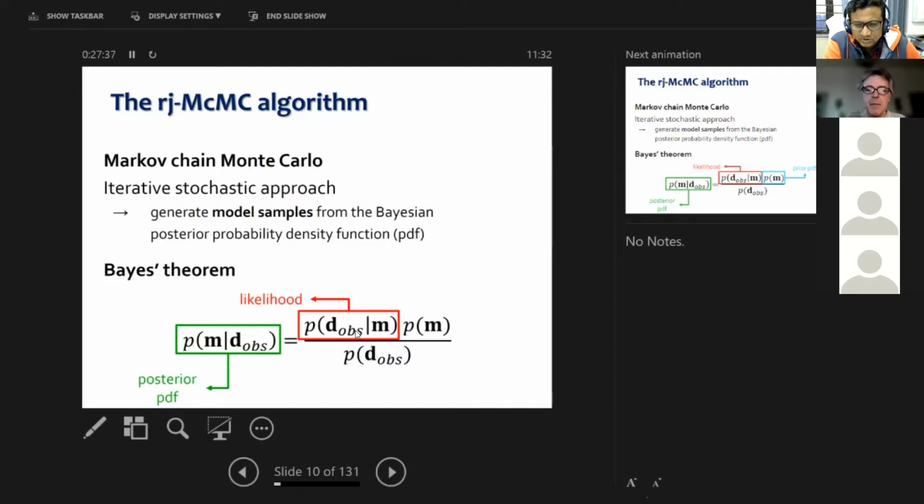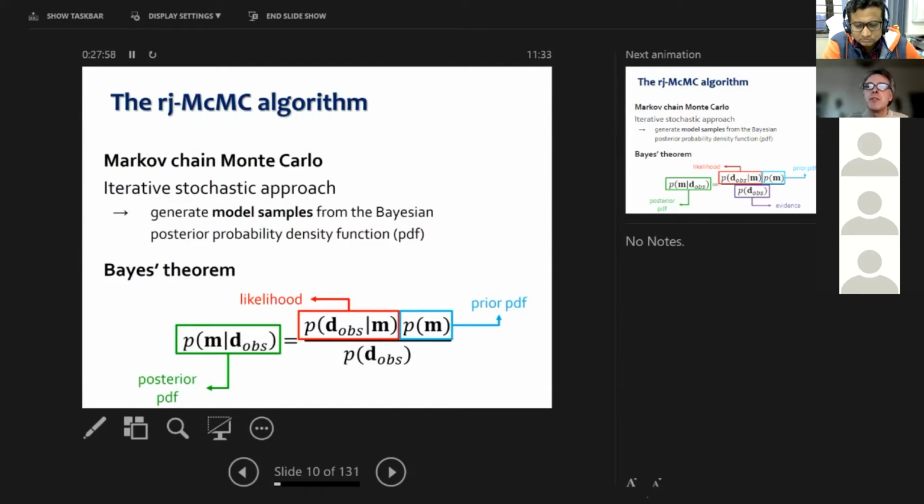The second term on the right is called the prior distribution, and that is a distribution which only depends on M. In other words, it doesn't depend on the data at all. It describes all the information that we had about the model before we started the inversion, before or without the data. That's why it's called the prior.